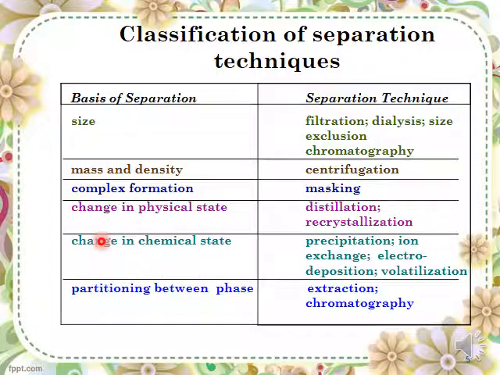If you want to separate based on chemical state, then precipitation will be one of the techniques that can be used, along with ion exchange, electrode deposition, or volatilization. We will look at ion exchange and volatilization later on. Precipitation is one of them and has been covered in learning unit 3. For example, silver nitrate is the aqueous solution, and it becomes silver chloride. So you change your chemical state from silver nitrate to silver chloride solid after the precipitation process.